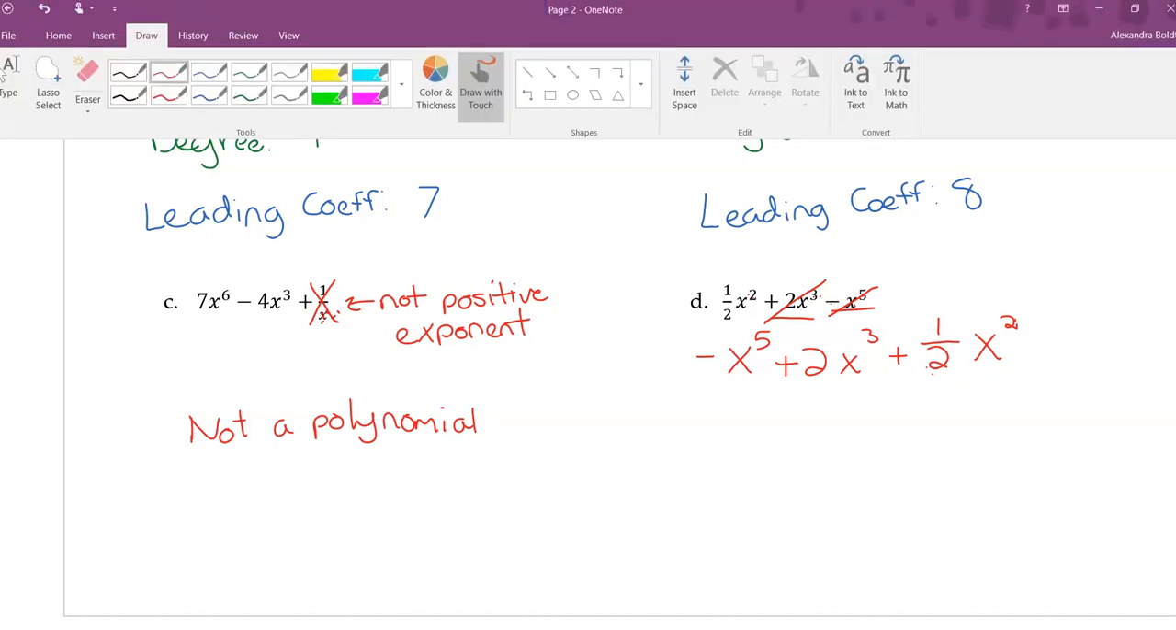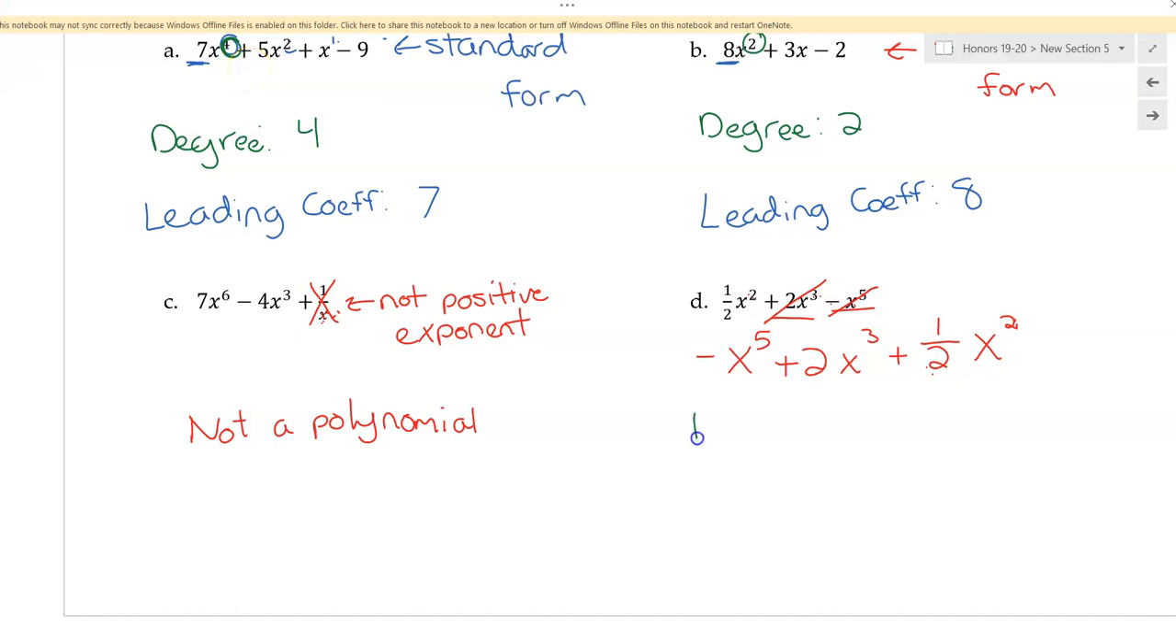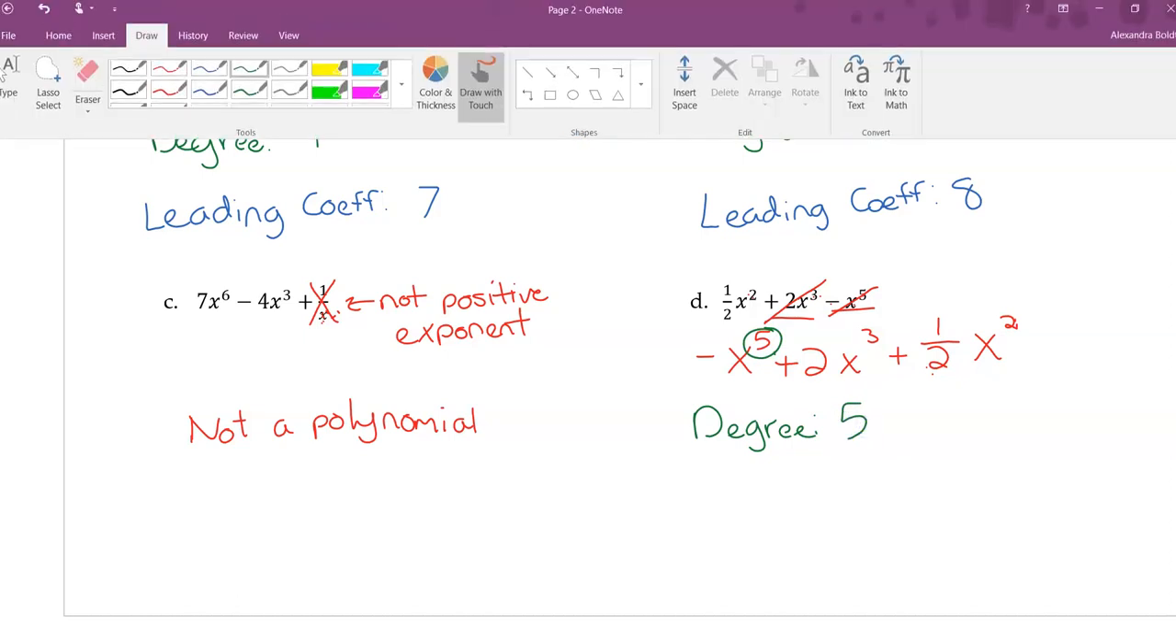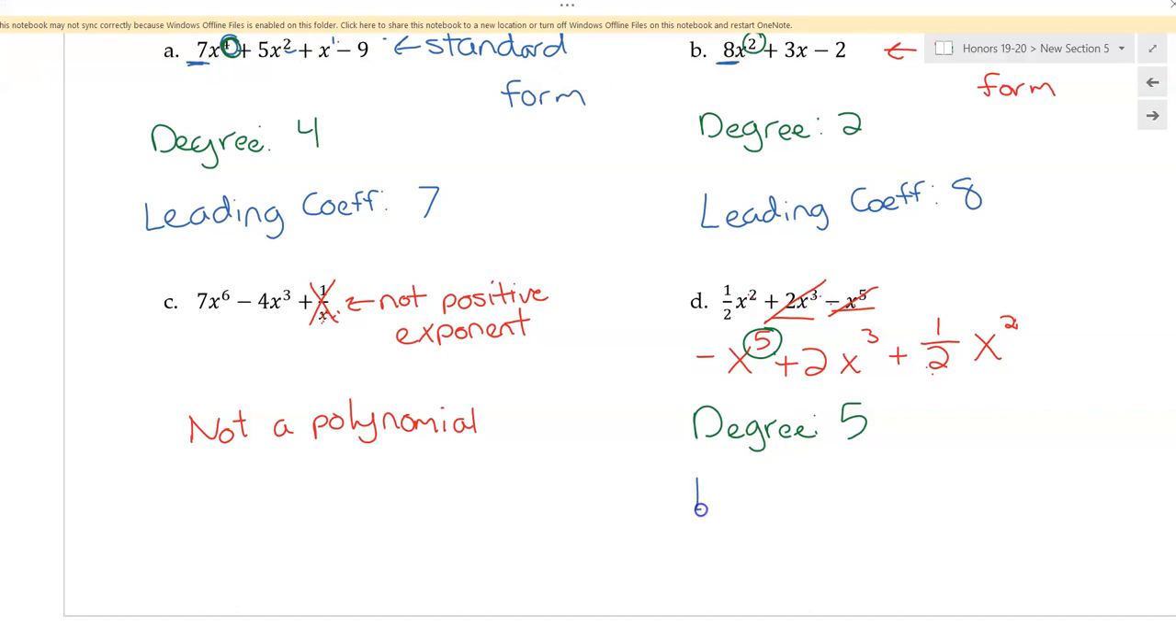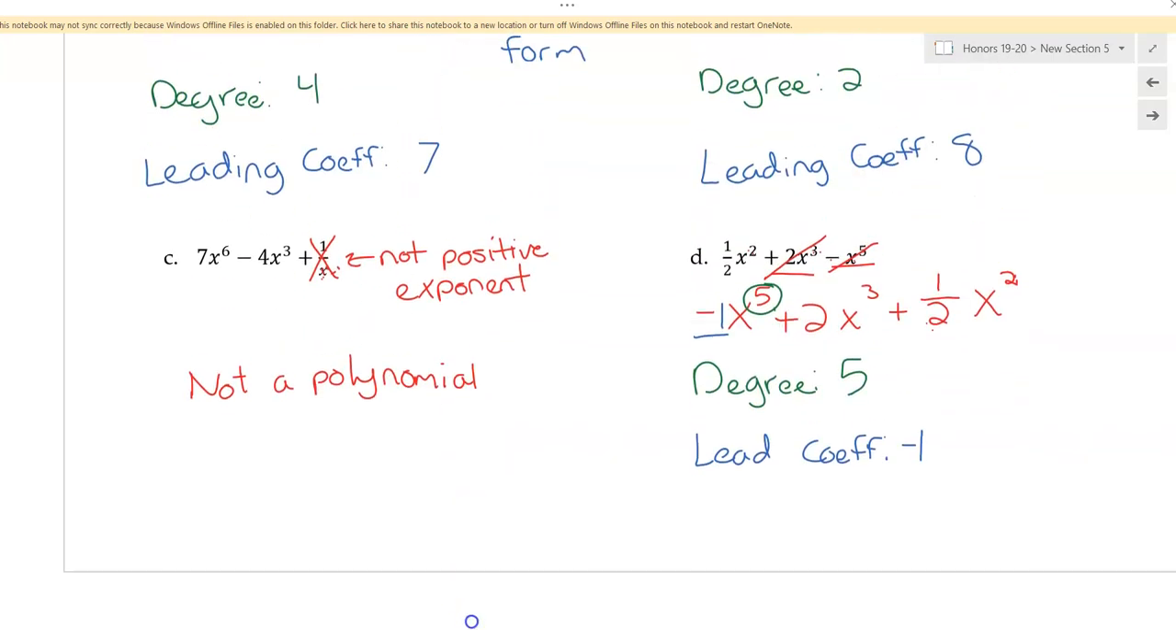Okay? So then my degree, well, my largest exponent is 5. And then my leading coefficient, right? Well, there's just a negative, so that means it's negative 1. All right, let's go ahead and look at the next page.